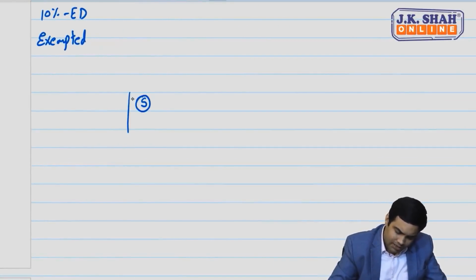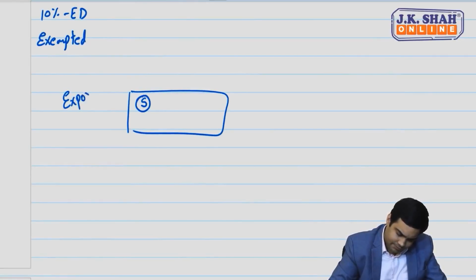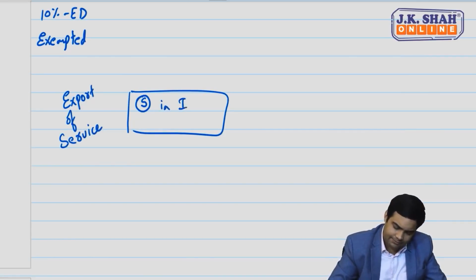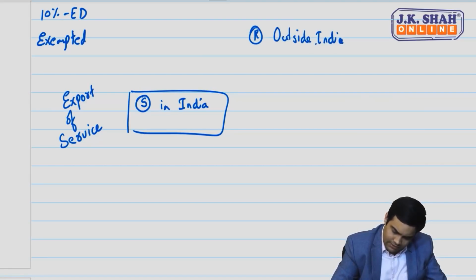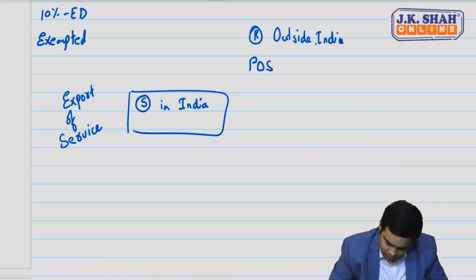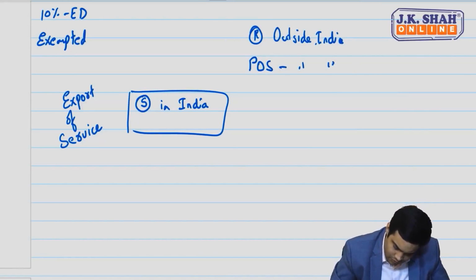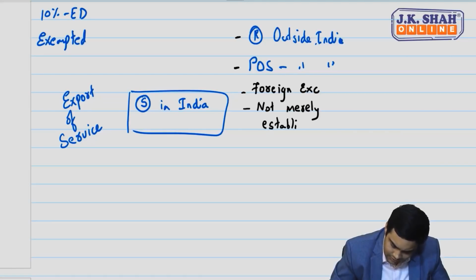See, to become an export of service, some conditions are required to be satisfied. Supplier in India, recipient outside India, place of supply outside India, foreign exchange to be received, and finally, not merely establishment. Not merely establishment meaning not merely branches of the same person.